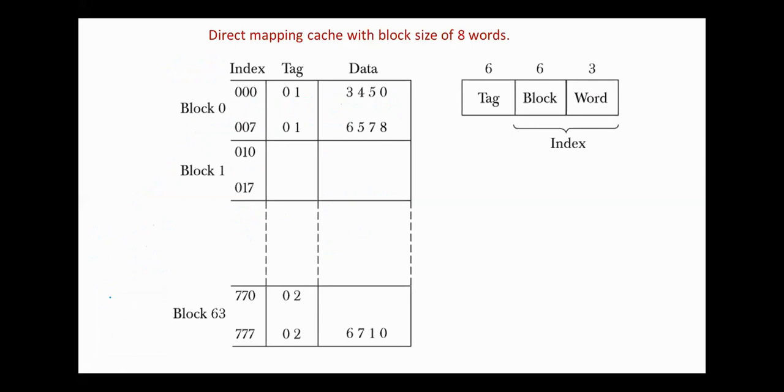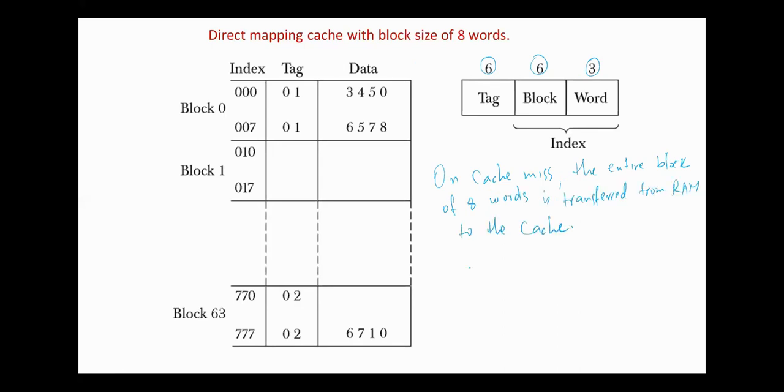So the 15-bit address is divided into 6 bits for the tag, common to all blocks, 6 bits for the block, and 3 bits for the word field. Here on a cache miss, the entire block of 8 words is transferred from RAM to the cache. Although the time for transfer is increased, it is expected that the hit ratio will improve, and this is because of the sequential nature of programs.